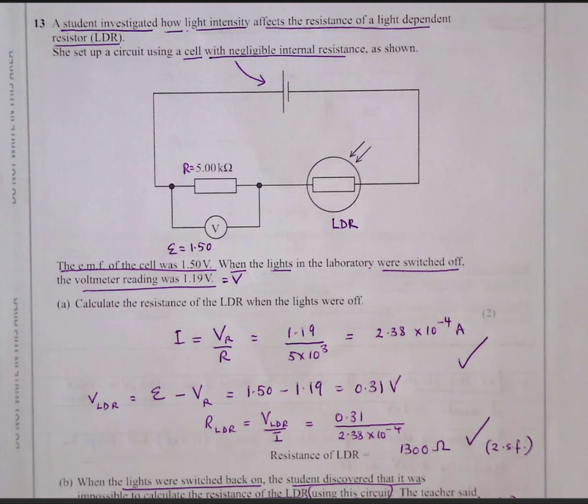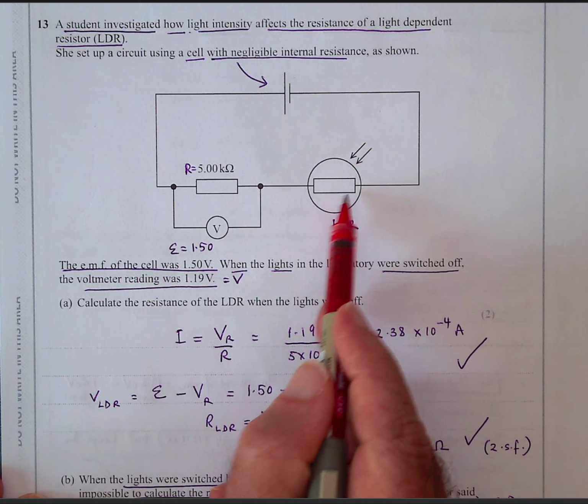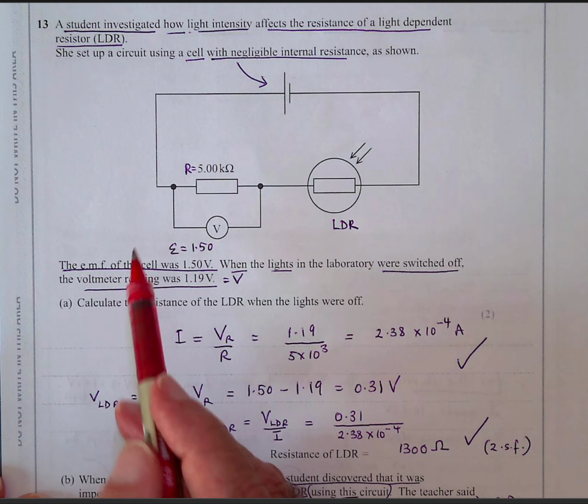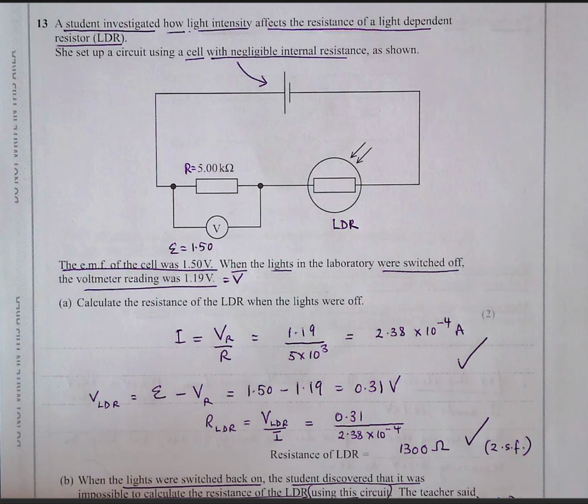Question 13 is showing you a 5 kilo ohm resistor in series with an LDR. So you're basically dividing the EMF between these two resistances. Students are investigating how the light intensity, this represents light coming in, affects the resistance of an LDR. I've just labeled it LDR for the ease of the question. She set up the circuit using a cell with negligible internal resistance, so we don't want another resistance affecting the calculations, as shown. So we're ignoring the fact that there is in fact some internal resistance.